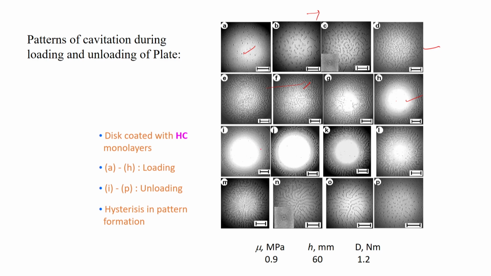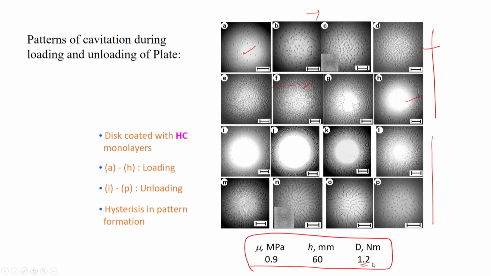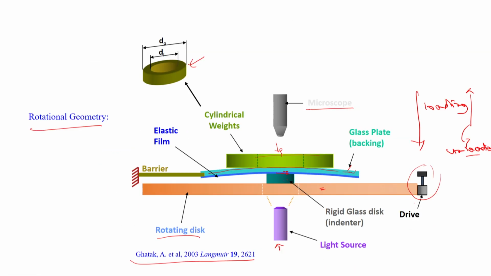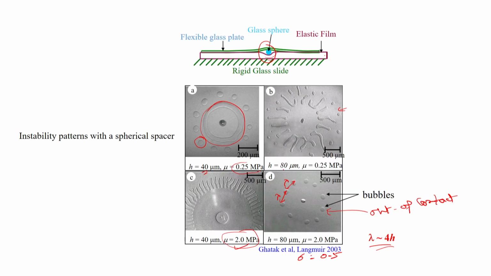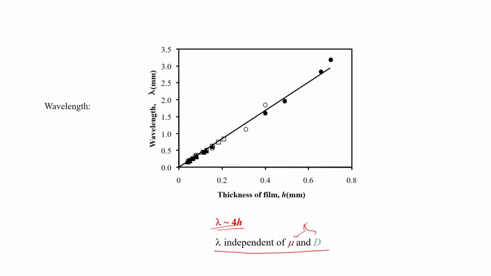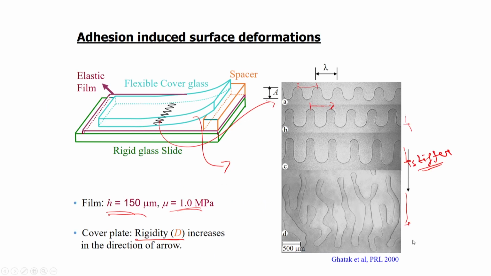Similarly, this is another surface. 1 to H is loading and I to P is unloading. Loading is up to this point and unloading is from this point. So this is the kind of film that was used. Remember that here the flexural rigidity is 1.2 Newton meter, because the film is bonded to a thicker glass plate. So this has a higher flexural rigidity than the films that I had used over here. Here I had mentioned, I should say, this is 0.02 Newton meter, the flexural rigidity.